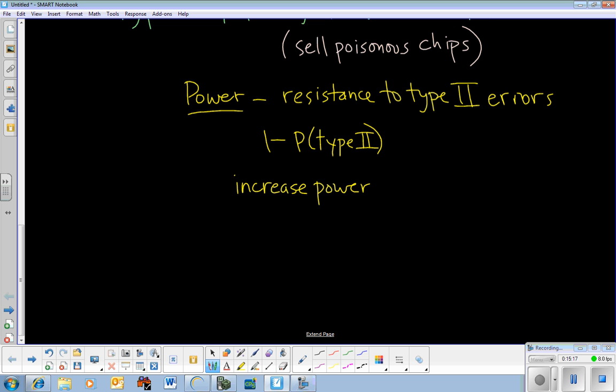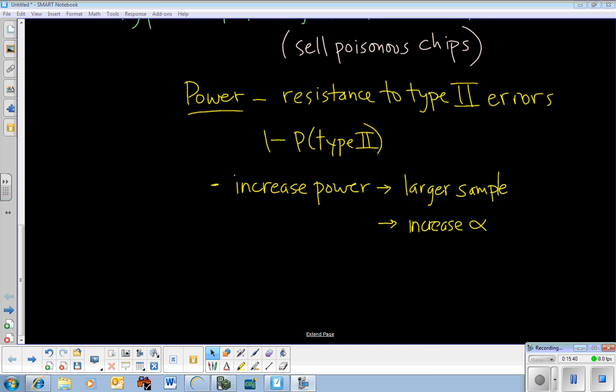the big way to do that, which is always the case, is larger sample. And the other easy way to increase your power is to increase alpha. All right, both of those will increase power. We can talk more about this one in class. I don't want to spend a lot of this video time on it. But a high power means you're not likely to commit a type 2, which could be very bad if you're a poisonous chip seller.